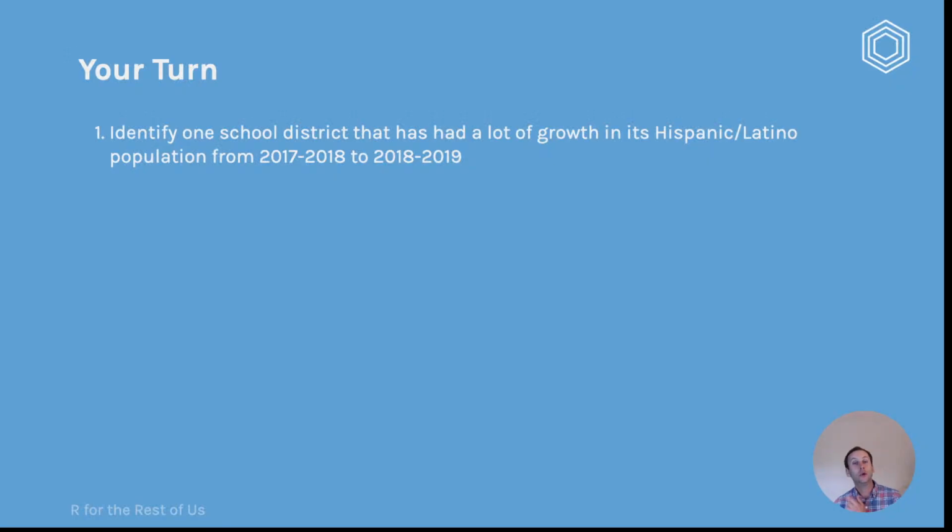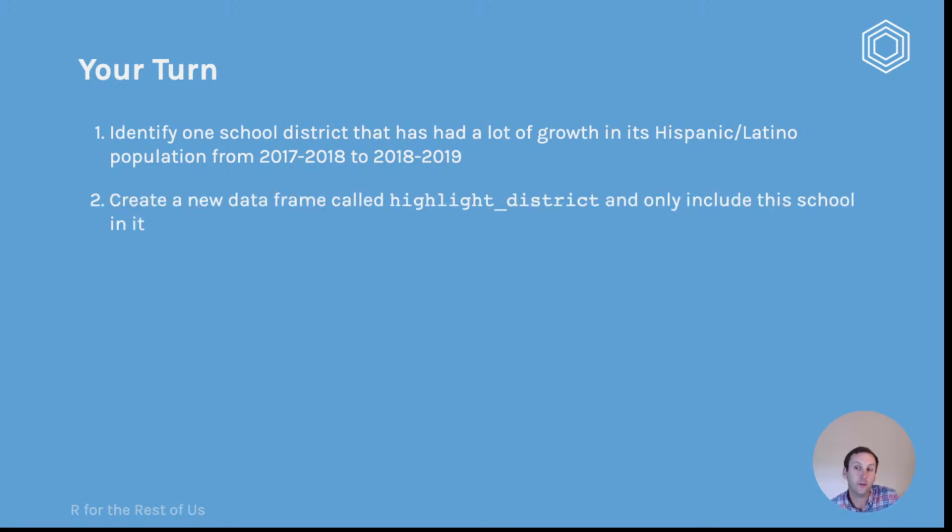So what I want you to do is I want you to identify one school district that has had a lot of growth in its Hispanic Latino population from 2017-2018 to 2018-2019. You can do that by just eyeballing it, or you can use Pivot Wider or some other way. There are multiple ways to figure out what districts that might be or district that might be. Create a new data frame called Highlight District. Only include that school. That should say district.